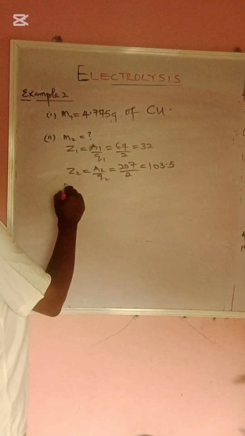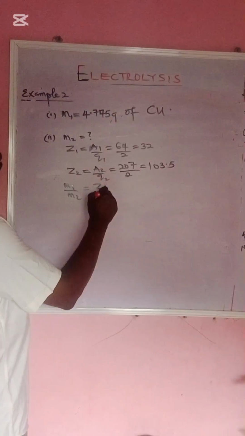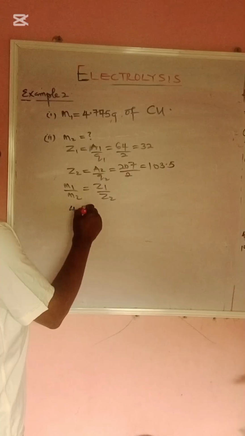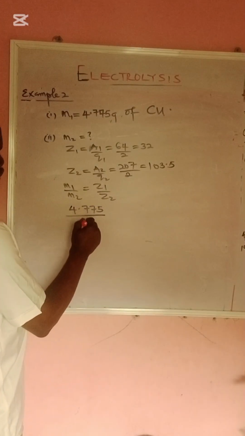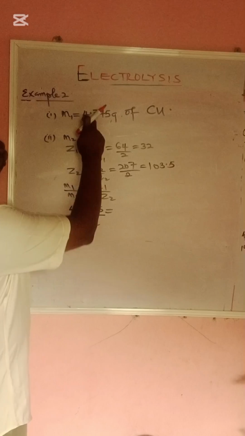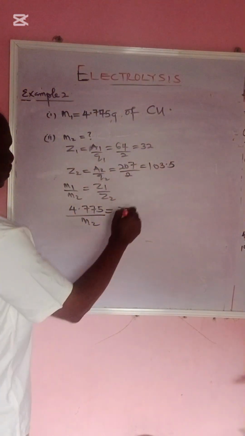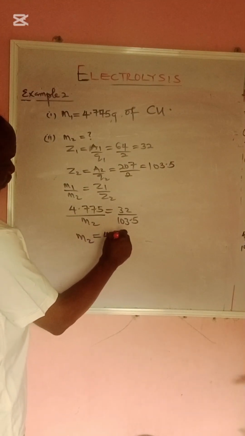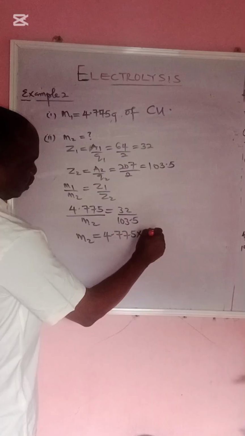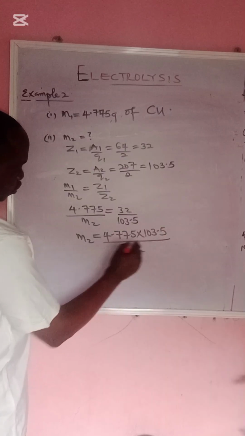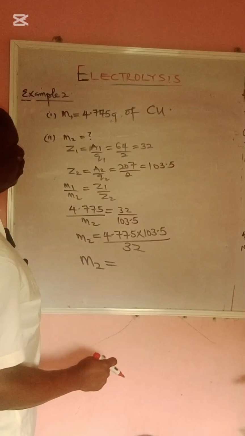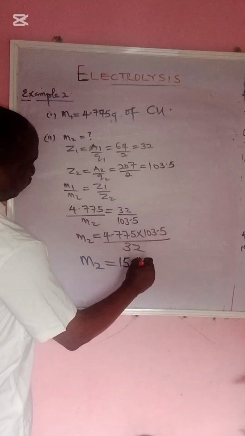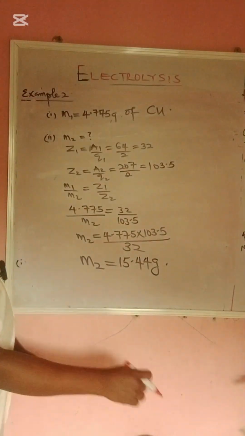Then you can use M1 all over M2 is equal to Z1 all over Z2. You can use this method. M1 is given to be 4.775. M2 is unknown. Z1 of copper is given to be 32. That of lead is given to be 103.5. So M2 straightforward will be 4.775 times 103.5 divided by 32. So M2 will now be, you are going to get the same answer, 15.44 grams.